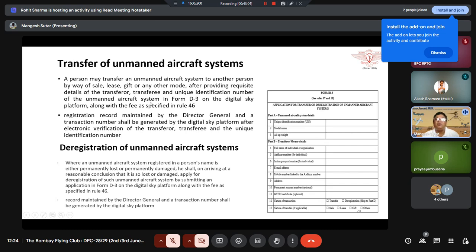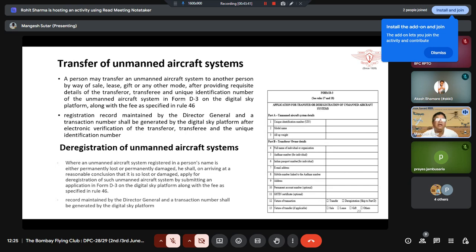In form D3, you have to specify the name of the current owner, the new owner, and the details of the drone along with the current UIN number. That detail will be maintained by the DGCA, and then they will do the transfer. Earlier the name on the drone was reflecting as IoTech Aviation. Now the name is reflected as the Bombay Flying Club. So the drone I am having now, its UIN number is registered under the Bombay Flying Club name. In future, let's say any drone gets damaged.